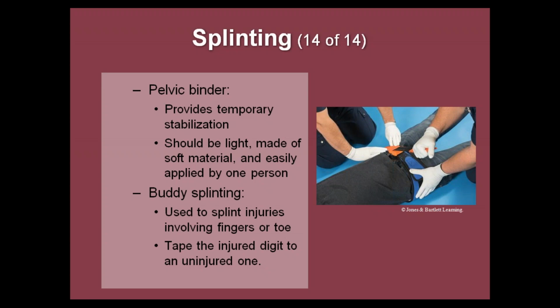So buddy splinting is used to splint injuries involving 2 fingers or toes, or multiple fingers or toes. Tape the injured digit to the uninjured one. That's pretty simple.